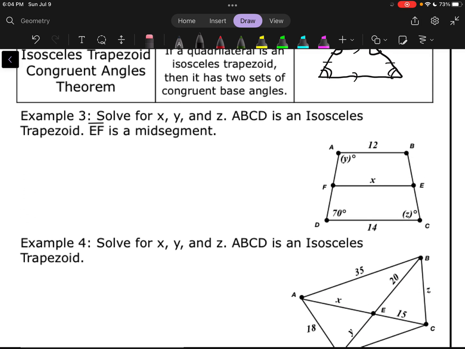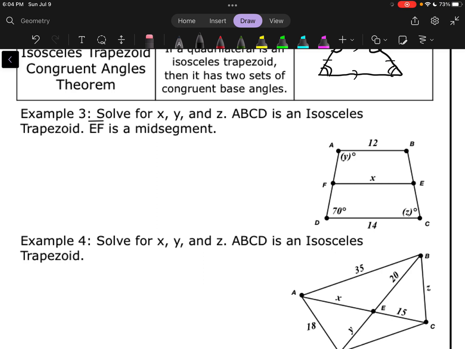Okay, so let's try to get some stuff going here. Solve for x, y, and z. ABCD is an isosceles trapezoid, and EF is a mid-segment. Okay. What are we doing here? We've got to find x, we've got to find y, we've got to find z.